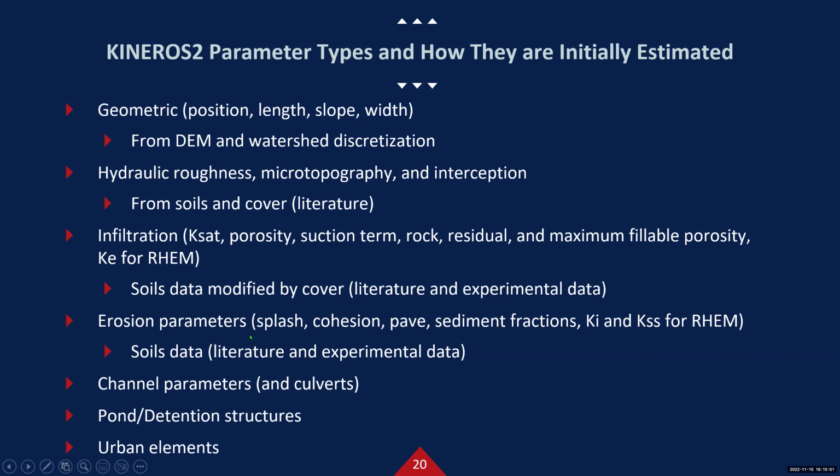Again, erosion parameters, some of these are very hard, and there's not really good field estimates or field techniques to estimate them. Cohesion is one of them. How sticky is the soil, and clays and whatnot. And again, that's simplified in the RHEM model. And again, experimental data and literature. We need channel parameters. What's the shape, slope of the channels, culverts as well, shape, and storage characteristics of structures and urban elements.